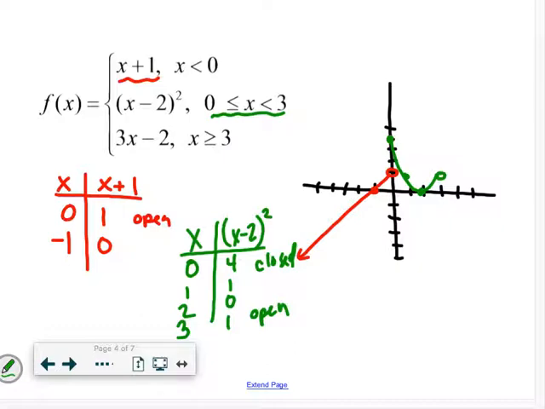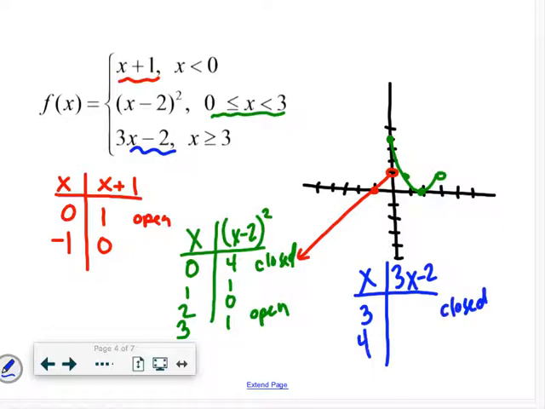And then I can finish up with that last equation, 3x minus 2. So I notice this one is linear. I'm going to start it at 3, which is going to be closed, and then just choose one other point. I'll choose 4. So it fits in the interval. It's greater than 3. Evaluate. I should get 7 and 10. So 3 to the right and 7 up is closed. 4 to the right and 10 up.